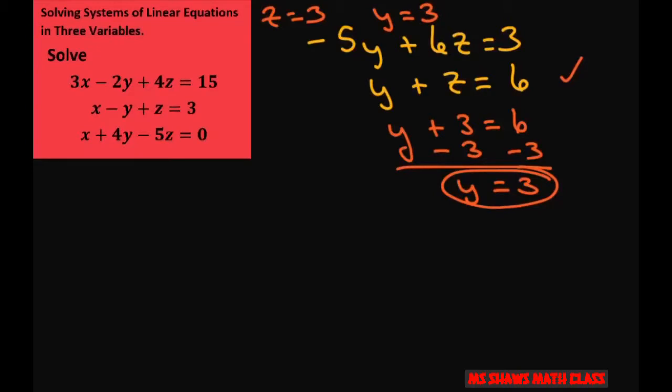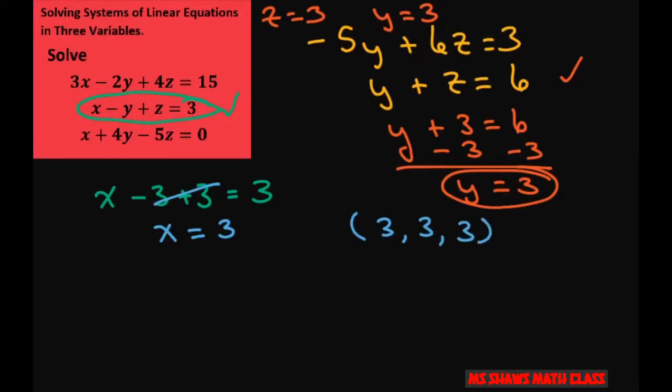And then I'll plug in y and z here to get my x. So x minus 3 plus 3 equals 3. So just using that equation, this is 0. So x also equals 3. So if you write it out, you'll get 3, 3, 3. They were all 3s.